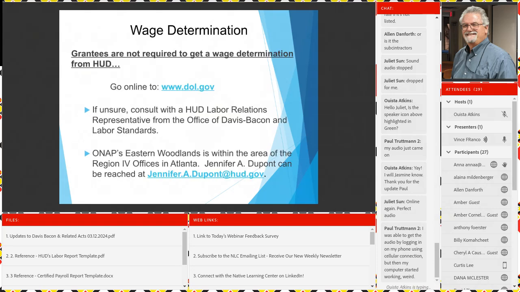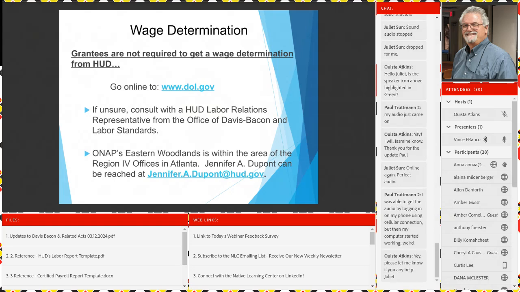HUD, www.dol.gov, Department of Labor. You can go there. There's a QR code a couple slides back. If you haven't been there, I would suggest that you do so.